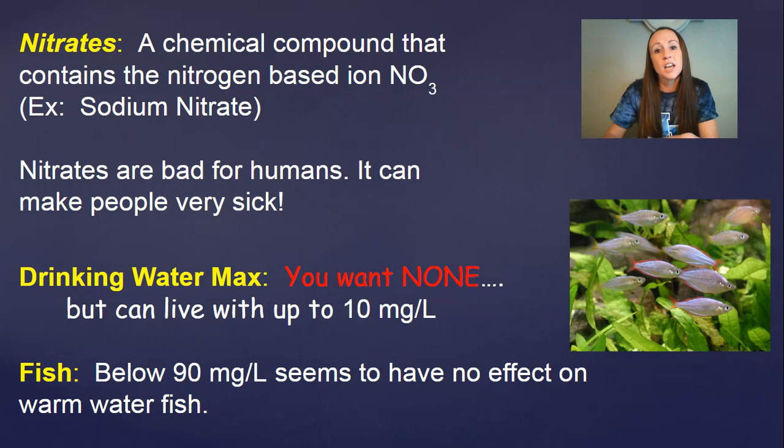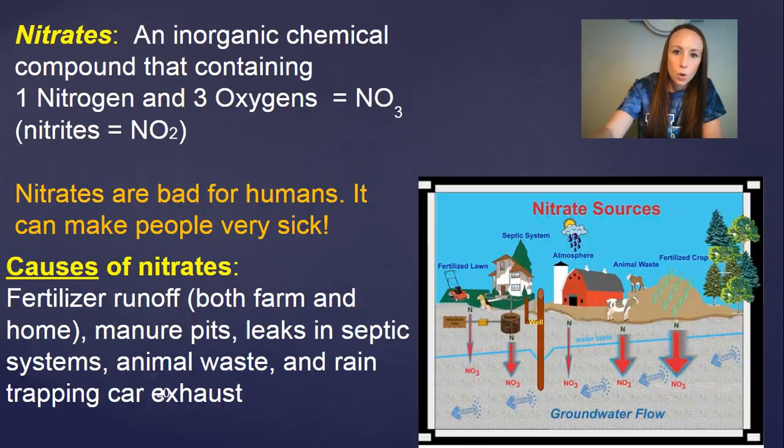But because nitrates are a naturally occurring compound that does occur on the surface of the earth, nitrates make their way into water systems naturally. And so aquatic life can tolerate anything that's below 90 milligrams per liter, and it seems to have no effect on them. But again, we want none in our water.